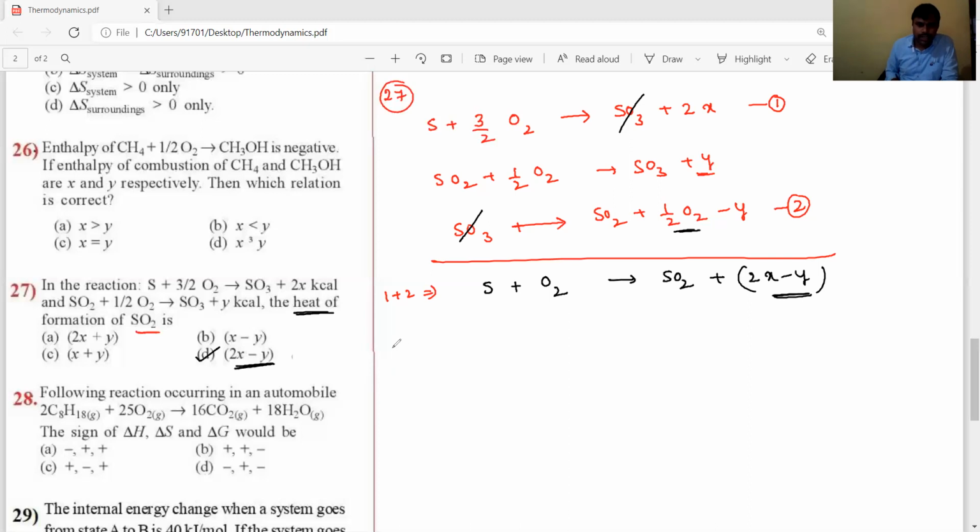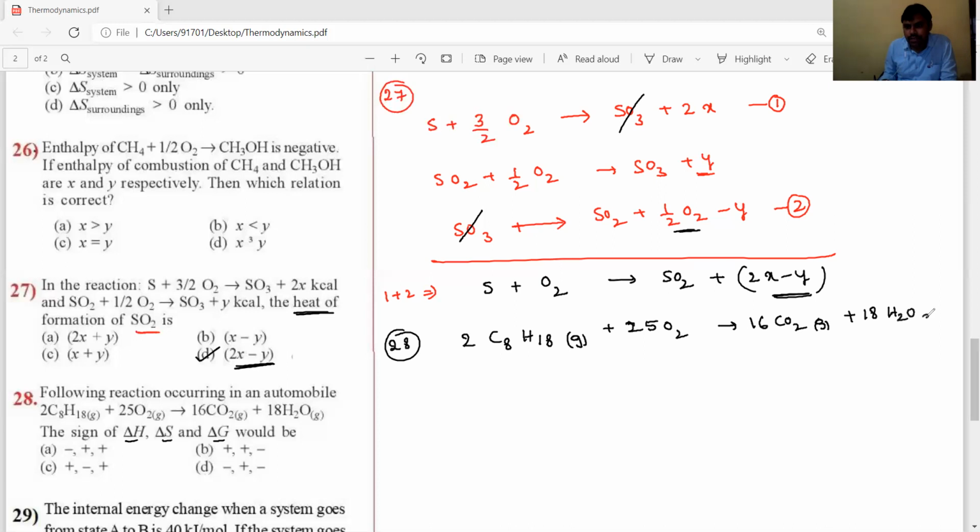Okay. And 28th question, if you observe that, what are the signs of delta H, delta S and delta G, signs we need to find out. It is nothing but combustion of octane, C8H18, plus 25 moles of O2 is converted to 16 moles of carbon dioxide gas and 18 moles of H2O gas. Now these all are in gaseous state only. Now it is a combustion process.